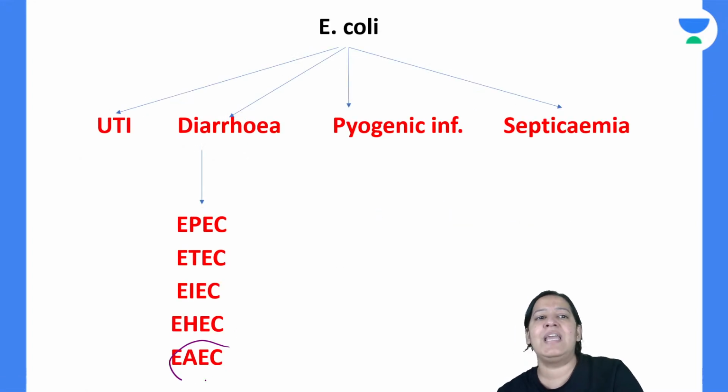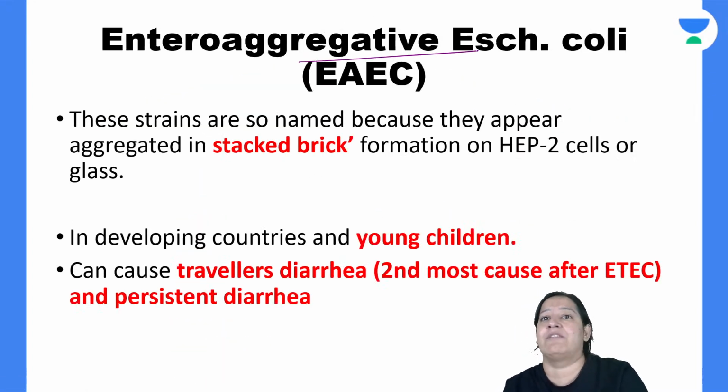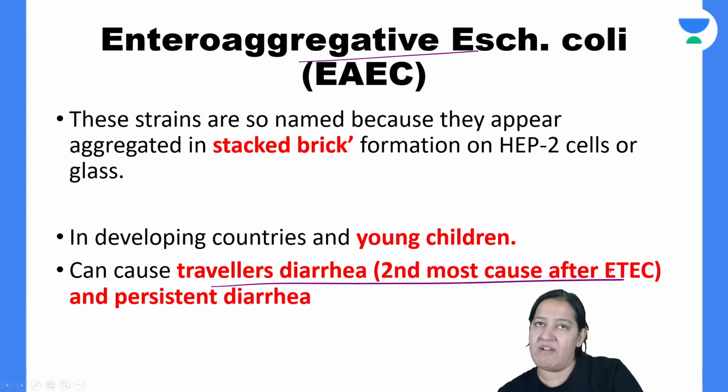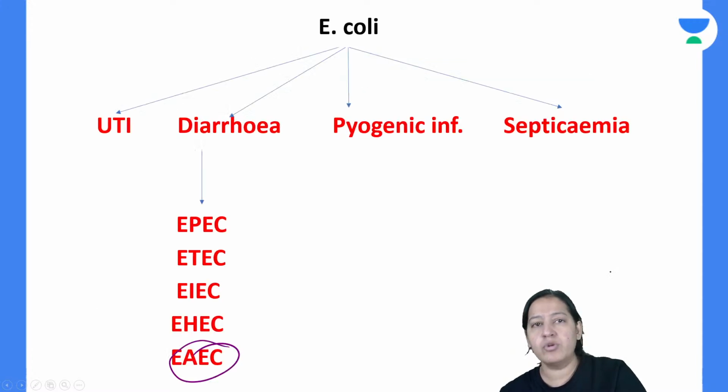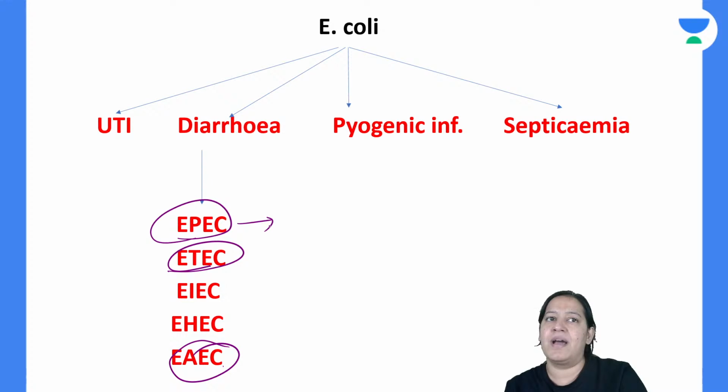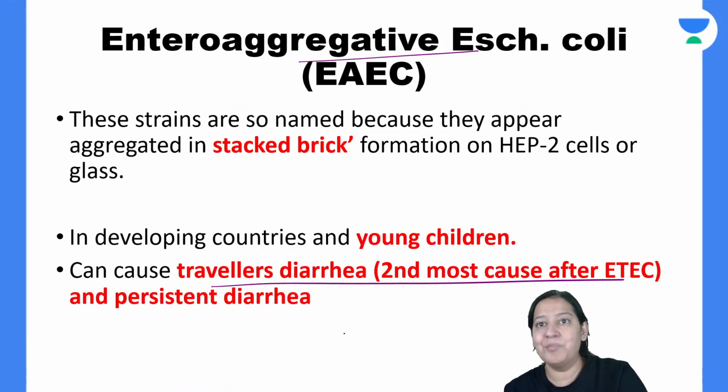And the last one is EAEC. Enteroaggressive. It is the second most common cause of traveler's diarrhea. Traveler's diarrhea. You know, most common cause of traveler's diarrhea ये है. Second most common ये है. ये children में कराता है. ये travelers में कराता है. ये second most common travelers में कराता है. ये HUS कराता है. So you should learn most common also.